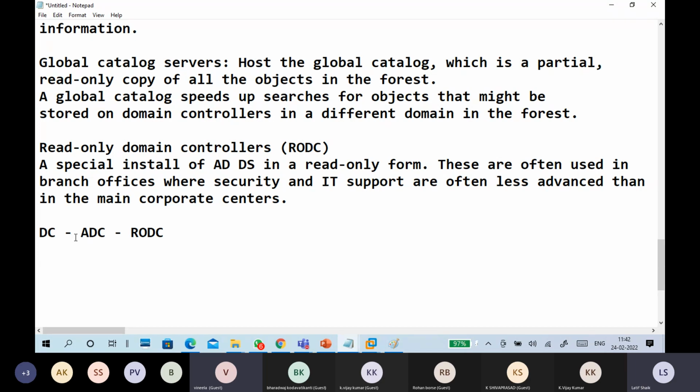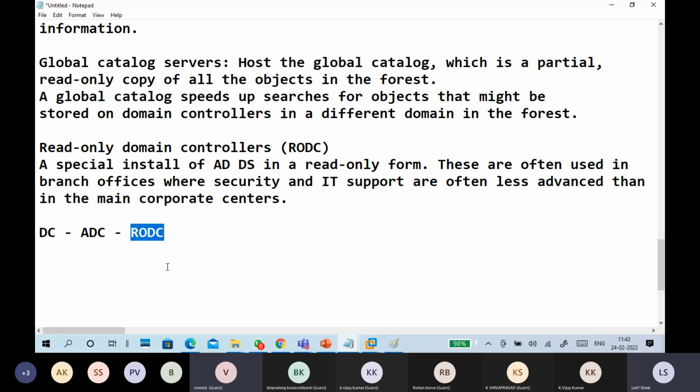Both maintain the same database, both can authenticate, and both can change usernames and passwords. The domain controller and additional domain controllers have the same database, same usernames, same passwords, everything. An RODC also has the same copy of the domain controller's database. But RODCs exist for security reasons.